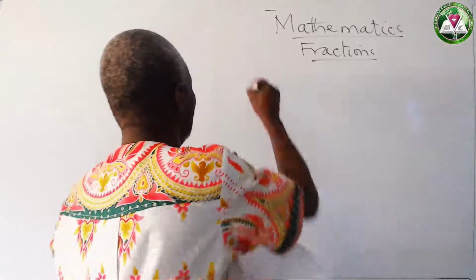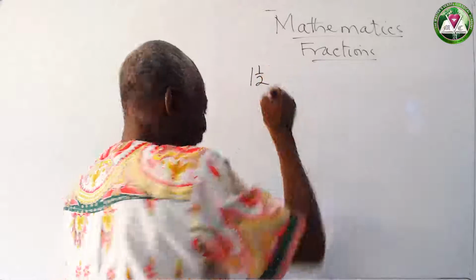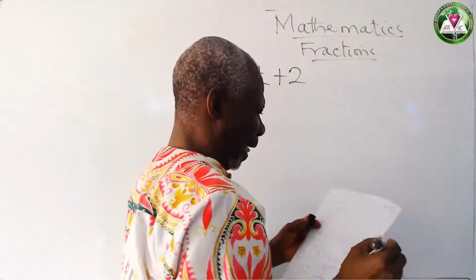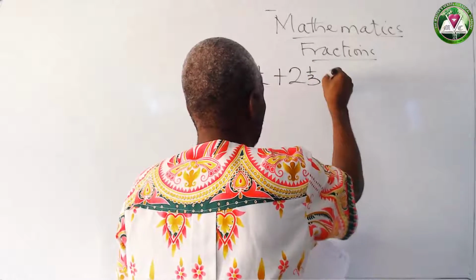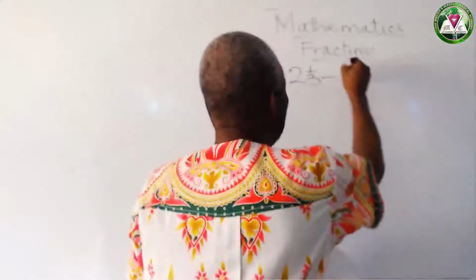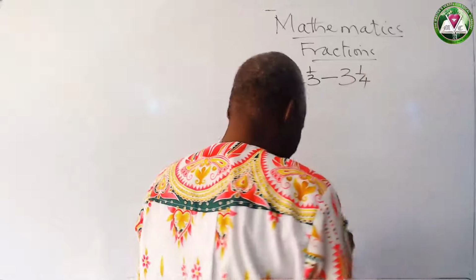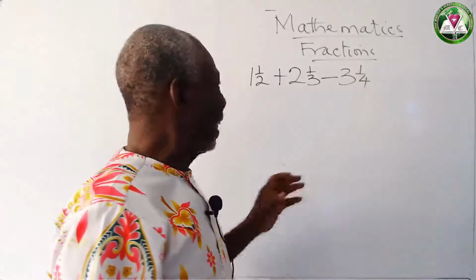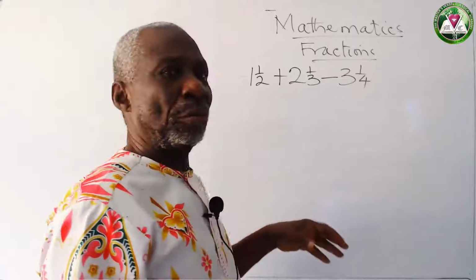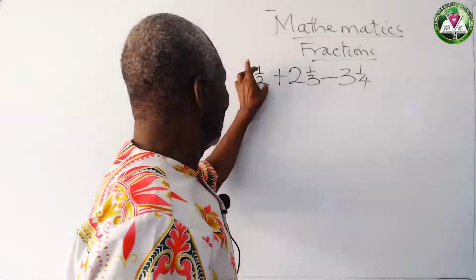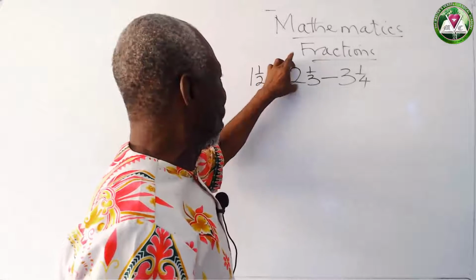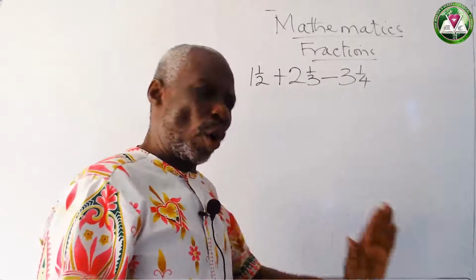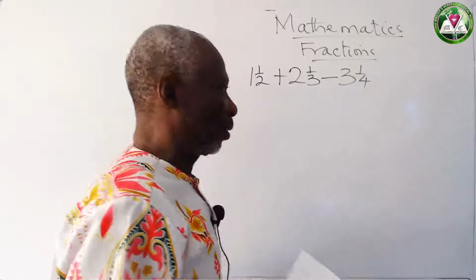Number 1, you had 1½ plus 2 1/3 minus 3 1/4. You see, each of these fractions given there is a mixed fraction. Whole number portion, the proper fraction portion. Whole number, proper fraction. Whole number, proper fraction. We shall treat them like that. The whole numbers first before the proper fractions.